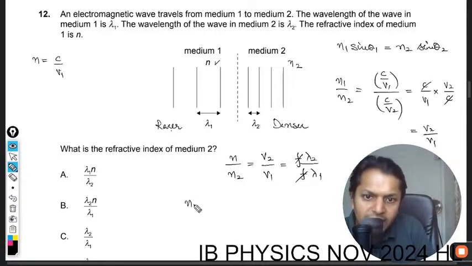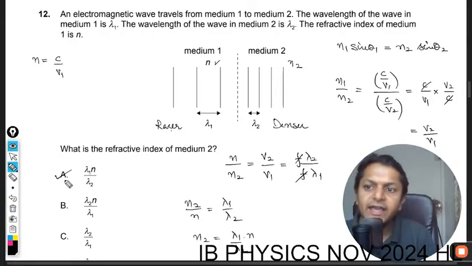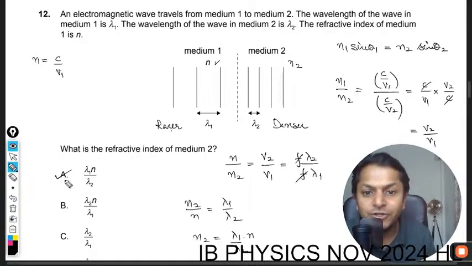So n2 by n, I'm just taking the reciprocal of that. So n2 becomes lambda 1 lambda 2 into n. So it becomes a. Hence, a is the correct answer, and this is how we do this question.